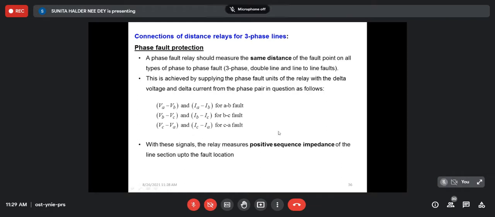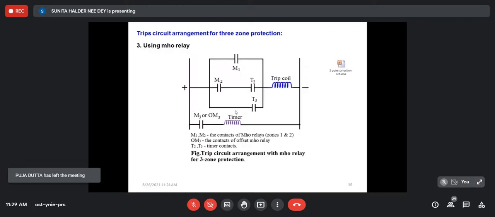Then I am leaving here, because phase fault protection is a different type of concept. Whatever I have discussed up to this control circuit, they are nearer to each other. So you just go through it. Then let us come to the next class for the protection scheme, the relay coil connection. Okay, that's all for today then.